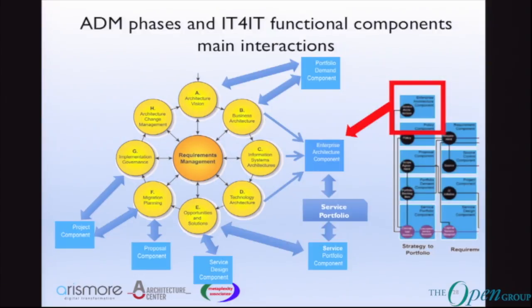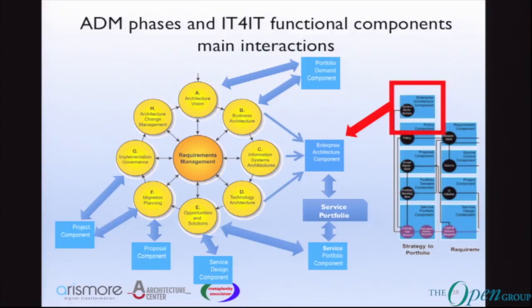If I go a little more into detail, here I am at the functional component level, and you can see that the main component involved in the ADM interaction, as you can imagine, is called the enterprise architecture component. So the enterprise architecture component will have a role of taking the information from phases B, C, D, as I said, and populating the service portfolio. The service portfolio component will be in relationship with phases A to E to identify solutions and define the roadmap. And afterwards, we'll have the service design proposal component, which identifies the project, and also the project component, of course, because phase G is mainly realized through projects.